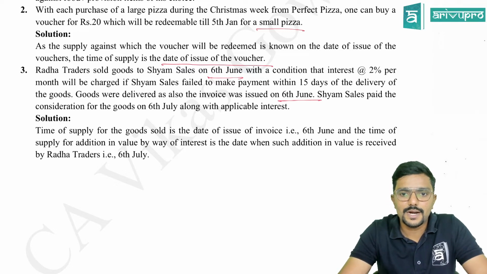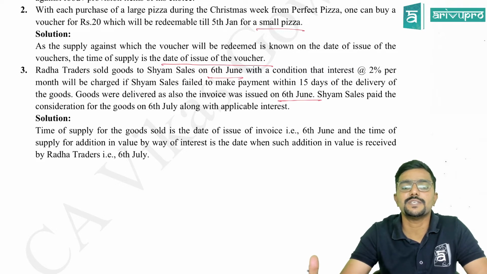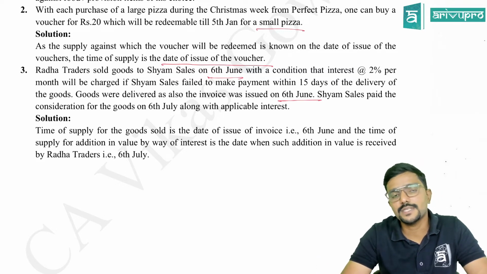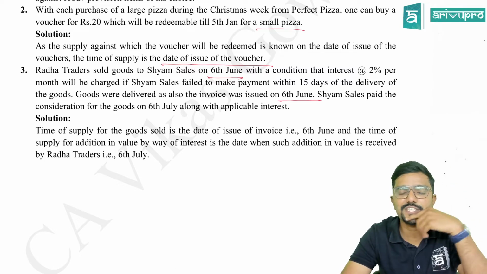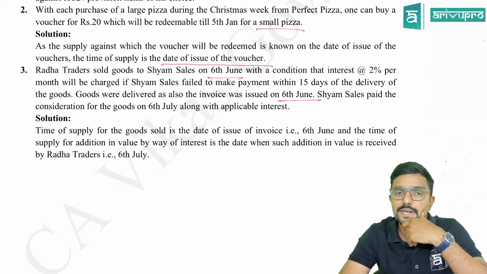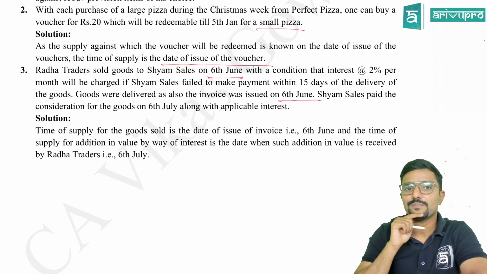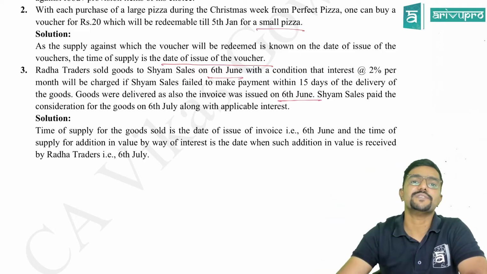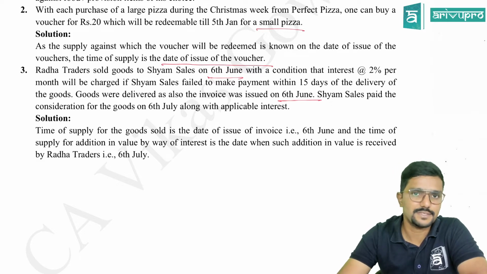Okay. And the time of supply for addition in the value by way of interest is the date when such addition in value is received. When is that addition received? On 6th July. That is the time of supply. Clear? Normally for the goods, the date of payment should not be taken as per section 12.2. But when we are determining the time of supply for addition, what is the time of supply? The date on which it is received. Please be careful with this, guys.